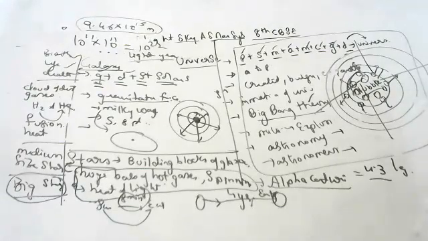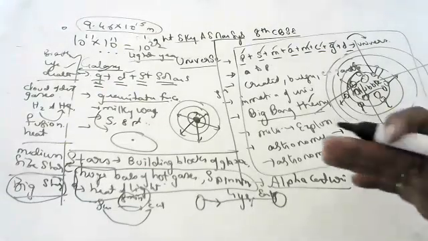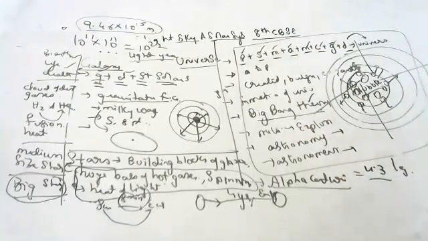Okay, children. So this is Alpha Centauri. All the stars do not appear equally bright to us. Why? Because they are present at different distances. That's why they do not appear equally bright.